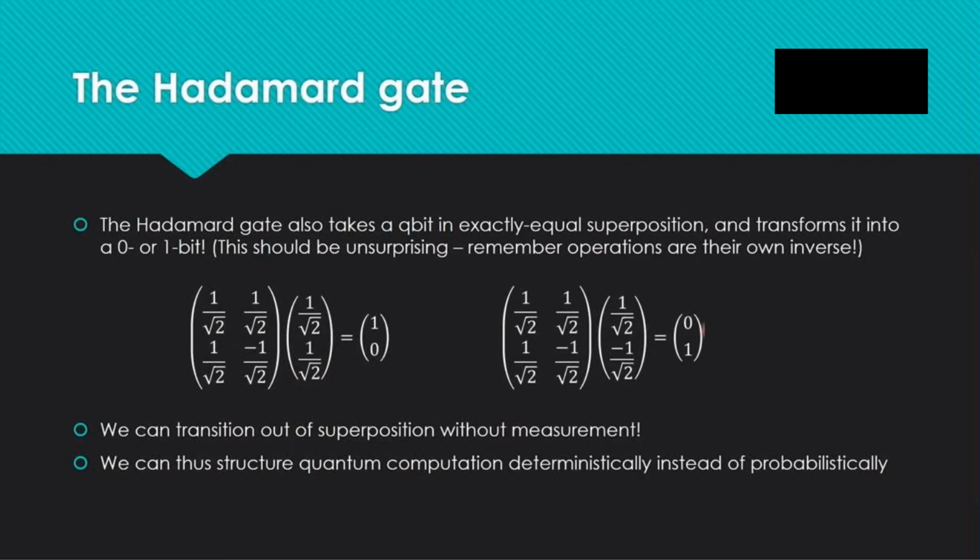The Hadamard gate is its own inverse, which means when you apply Hadamard to a 50-50 qubit, it puts it back into a regular C bit. So in these examples, you can see that the Hadamard gate matrix multiplied into 1 over root 2, 1 over root 2 gives you the 0 bit. And if you multiply it times 1 over root 2, negative 1 over root 2, it turns it back into the 1 bit.